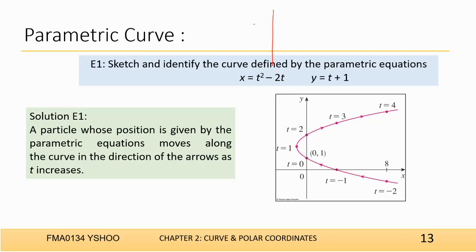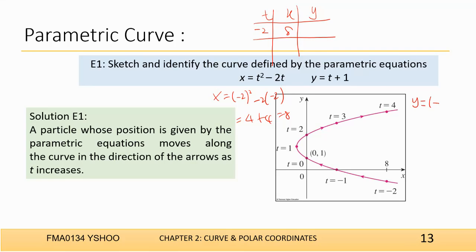Okay, so you can make a table. The first column is t, the second will be x, and the third column will be y. So we start from t equals -2, and you substitute inside here. So x equals (-2) squared minus 2(-2). So we're going to have 4 plus 4, which is 8. To find the y value, you substitute -2: y equals -2 plus 1, so it equals -1.